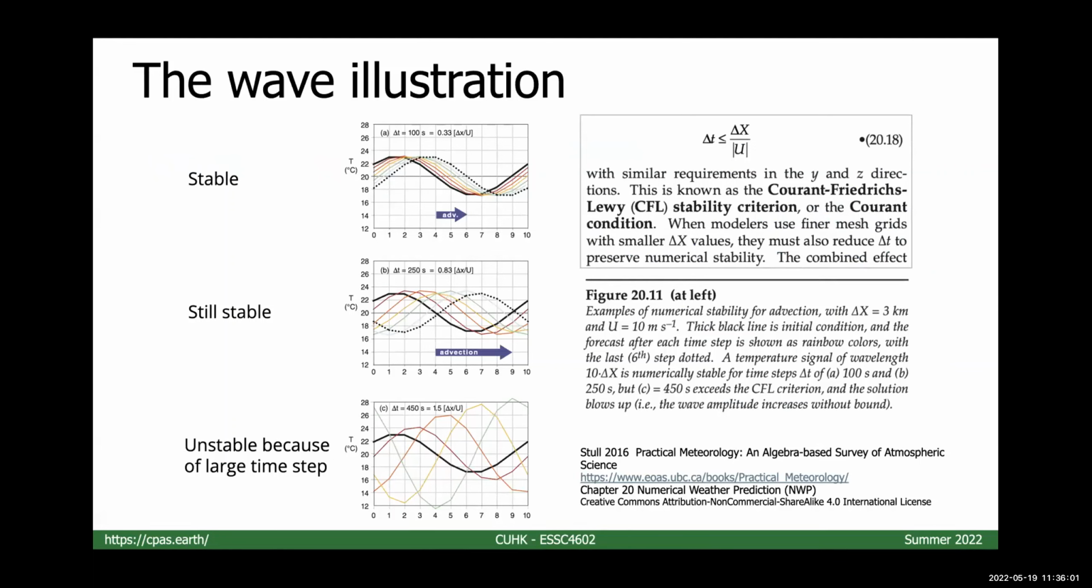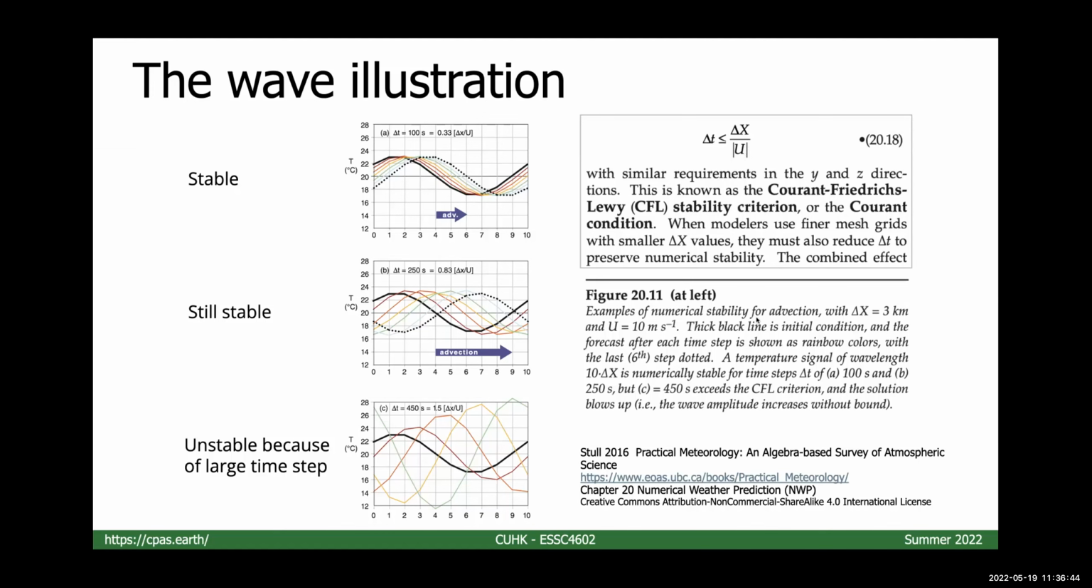intuitively. Here is one example, also from Stull's book. Consider this situation. The grid spacing delta x is 3 kilometers, and the wind speed is 10 meters per second. So mathematically stated, the CFL condition is this constraint on delta t. The time step must be smaller than or equal to the grid spacing divided by the wind speed.